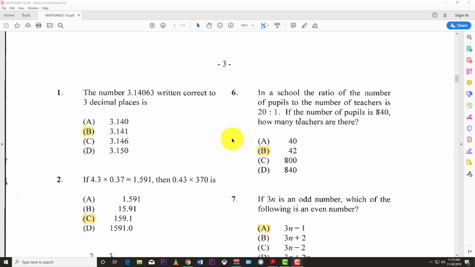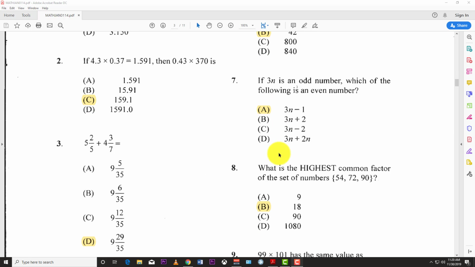Number 6, in a school, the ratio of the number of pupils to the number of teachers is 20 to 1. If the number of pupils is 840, how many teachers are there? And the answer for this one is B, 42. Number 7, if 3n is an odd number, which of the following is an even number? And the answer here is A, 3n minus 1.